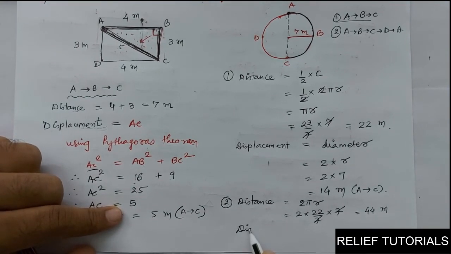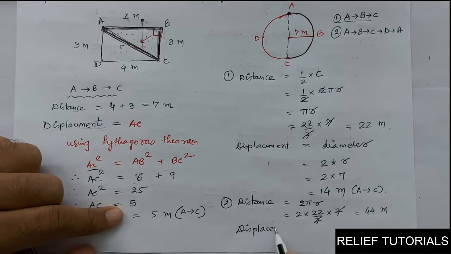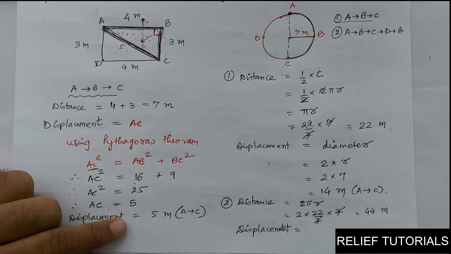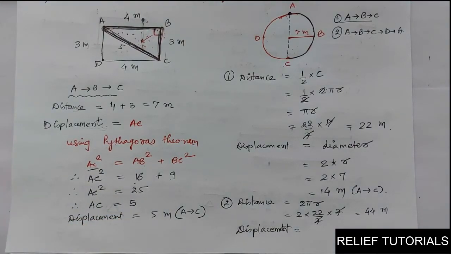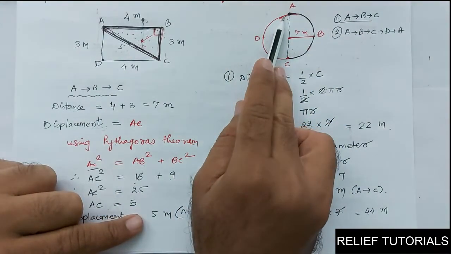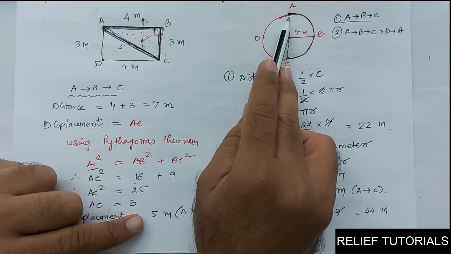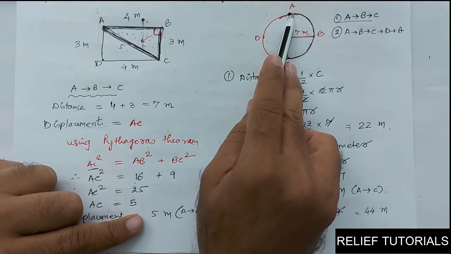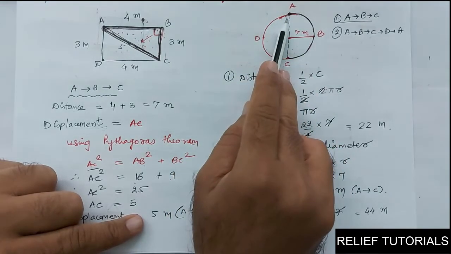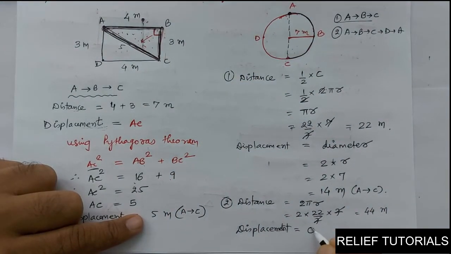And now what about the displacement? Look here, the particle starts. Displacement means, the definition for displacement is the straight distance between the initial point and the final point. But what is the initial point here? A. And what is the final point here? A. So it seems to be not displaced. The particle starts its journey from A and ends at A. So displacement here is 0.